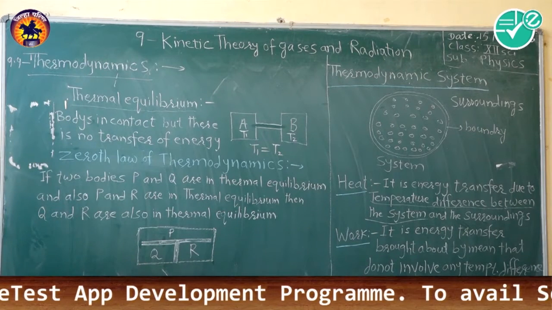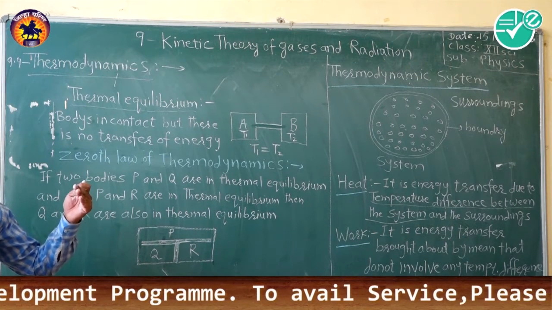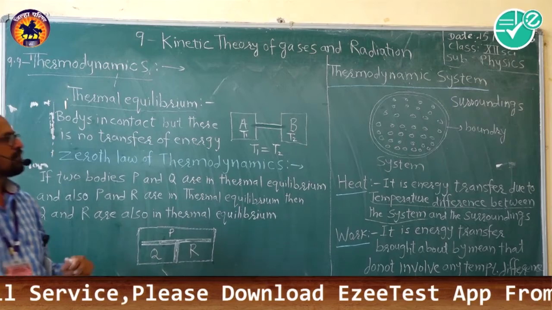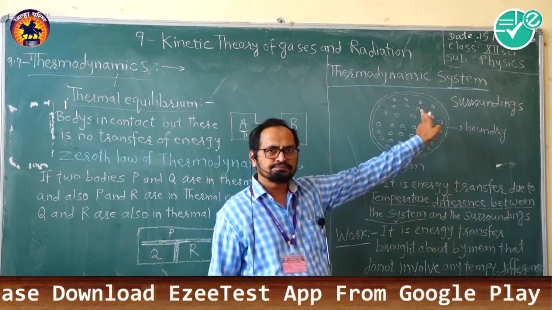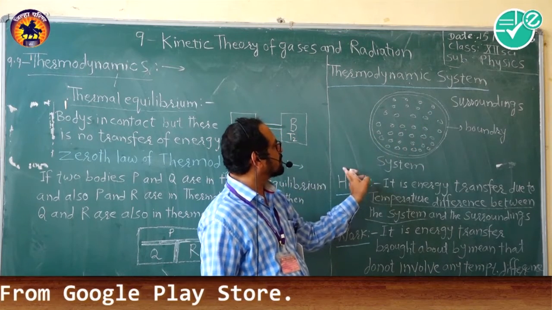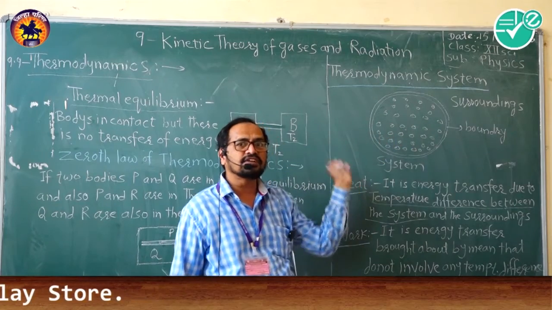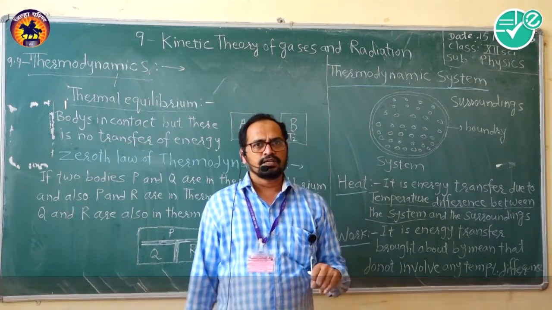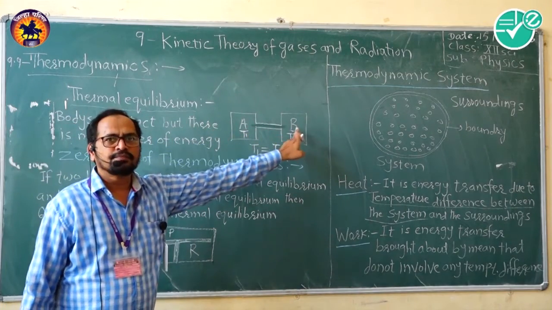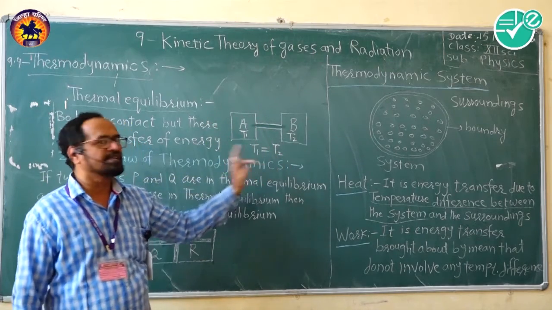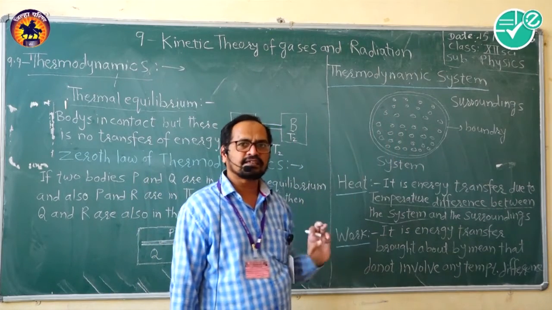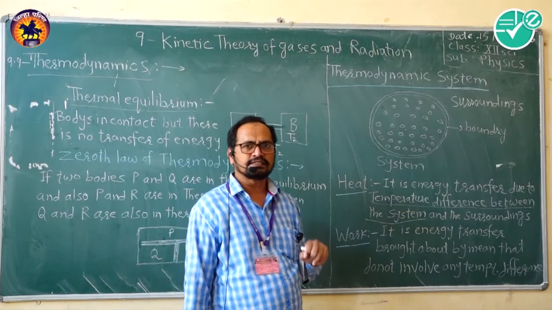So heat is transfer energy, or the energy will be transferred in the form of heat from the surrounding to the system when there is a difference in temperature. In thermal equilibrium, we have studied that there is no transfer of heat because both the bodies have the same temperature. So similarly, if there is the same temperature, then there is no transfer of heat.